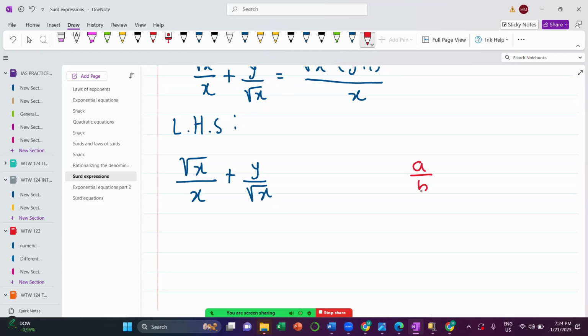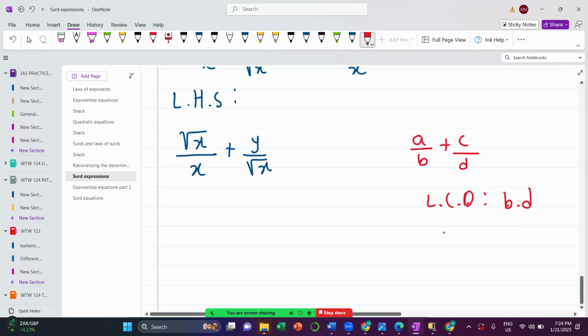Let's have a over b plus c over d. In order for me to add these two fractions, I must first find the lowest common denominator, which in this case is just going to be b times d. For this fraction I'll be multiplying b by d, so I'm going to have b times d as a common denominator. Then I multiply this b by d, so I have to multiply this a by d also. So I'm going to have a times d plus, now I multiply this d by b in order to get this denominator.